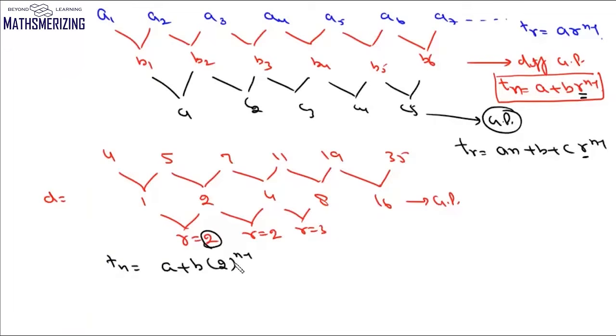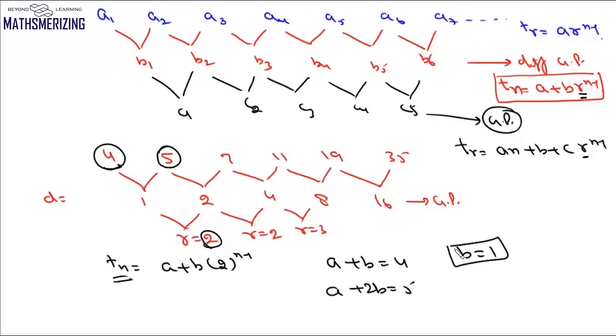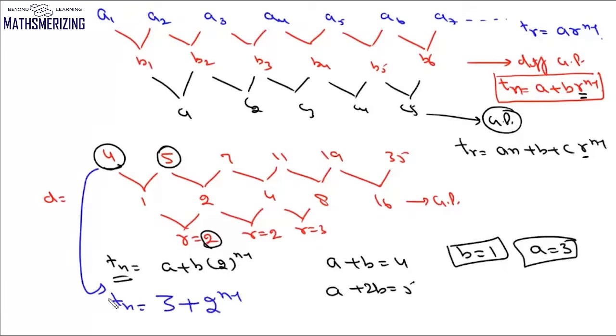Now we'll put n as 1, we'll get a plus b, and it'll be its first term, so it'll be 4. Now if we put n as 2, it'll be a plus 2b, and then it'll be t2, the second term, which is 5. Now we'll subtract. We'll get the value of b as 1, and if the value of b is 1, the value of a is 3. So for this series, its general term Tn is given by 3 plus 2 to the power of n minus 1.